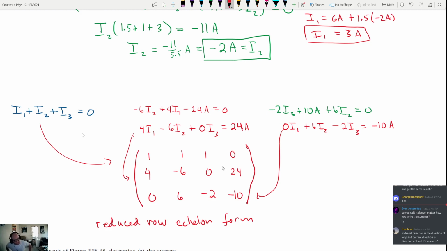Travel direction is the direction of the loop, and the current direction is the direction of I, and it's random. Yes. That direction of I is up to you. You just pick a direction and go with it. You just got to be consistent and stick with it.